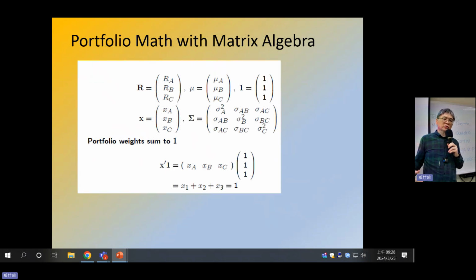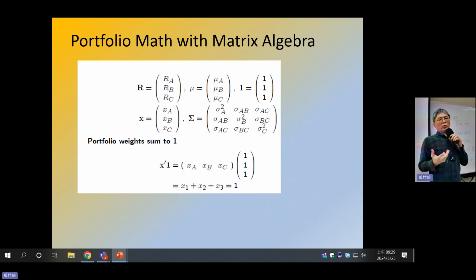So if we start from the matrix algebra, then we have the returns. This is the return, this is the average return. We have capital R, we have mu, we also have capital 1, so this is the one vector. And X denotes the weightings for the three assets A, B, C. And sigma denotes the covariance of the three assets.